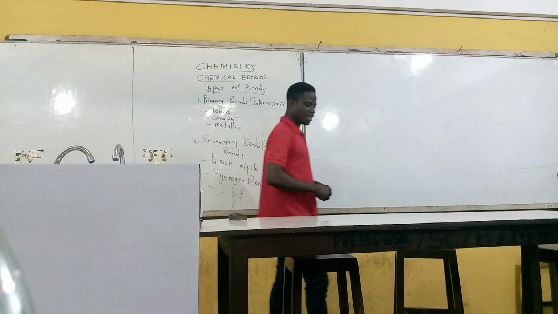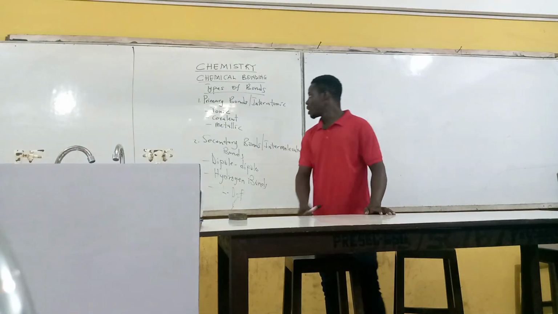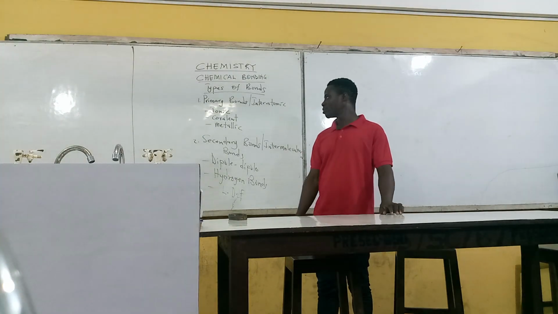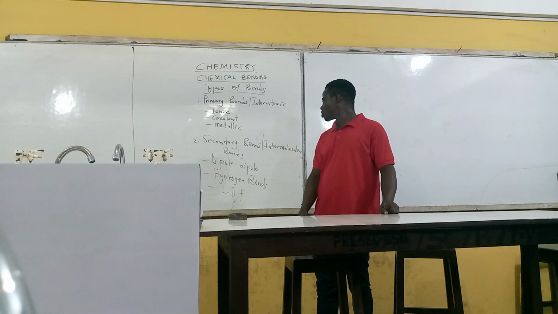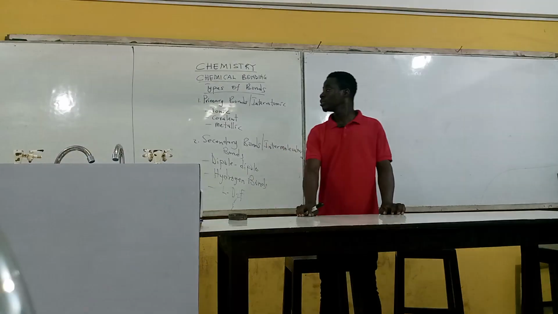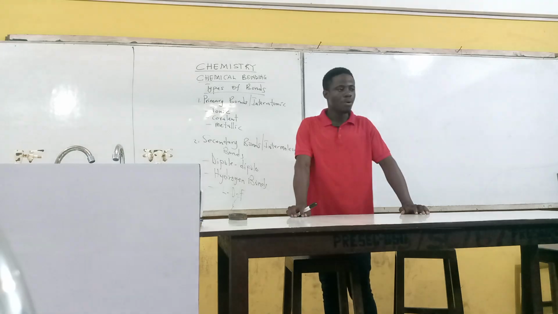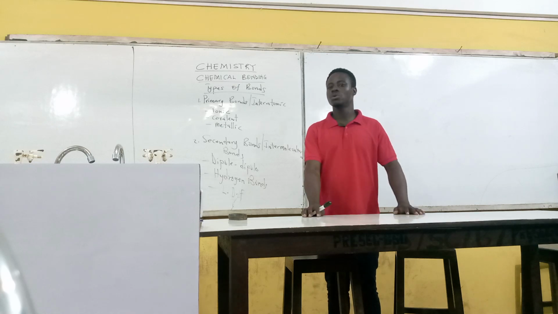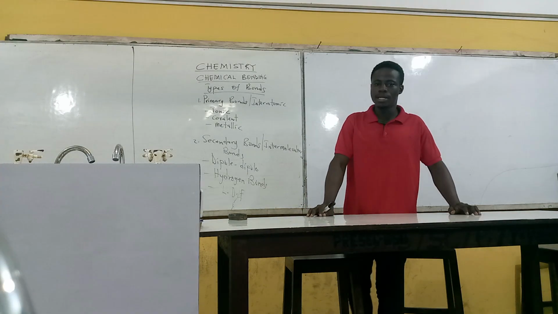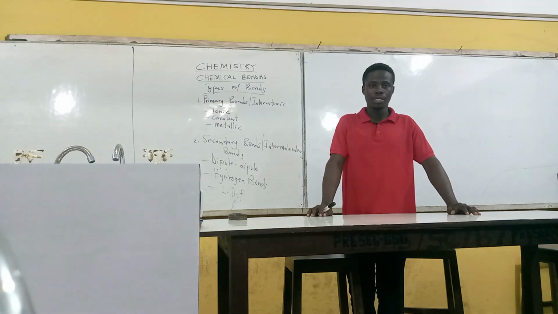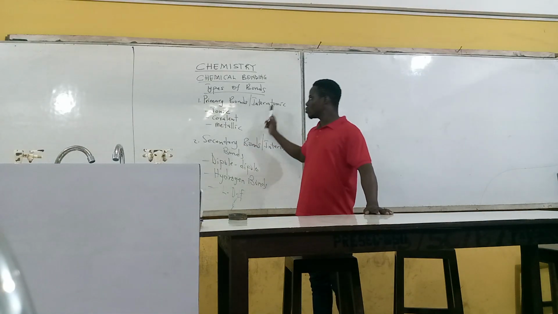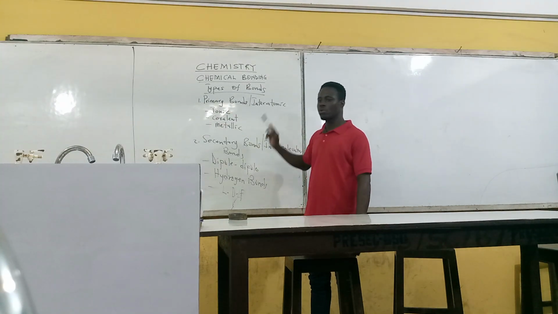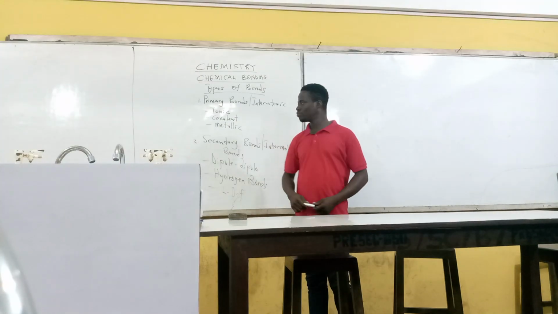So basically, these are the types of chemical bonding. We have what we call the primary bonds, or interatomic bonds, and then secondary bonds, or what we call the intermolecular bonds. Now, another name for the interatomic bond is intramolecular bond. So in your various textbooks, you may see intramolecular or interatomic or primary bond. It's the same thing. These are the basic primary bonds: ionic bonds, covalent bonds, and metallic bonds.